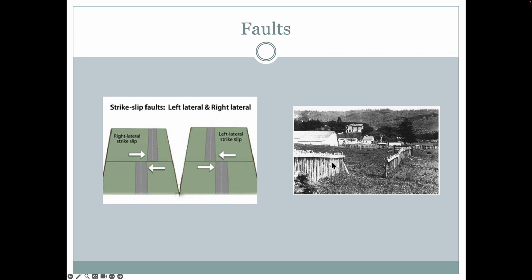So over time, if this fence is still around, that offset is just going to become greater and greater, and always as a right lateral strike-slip fault.